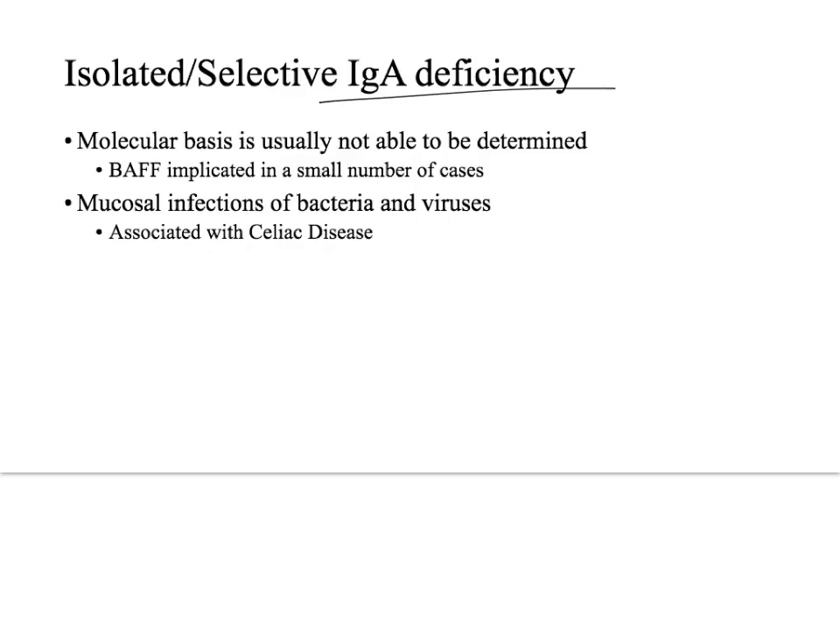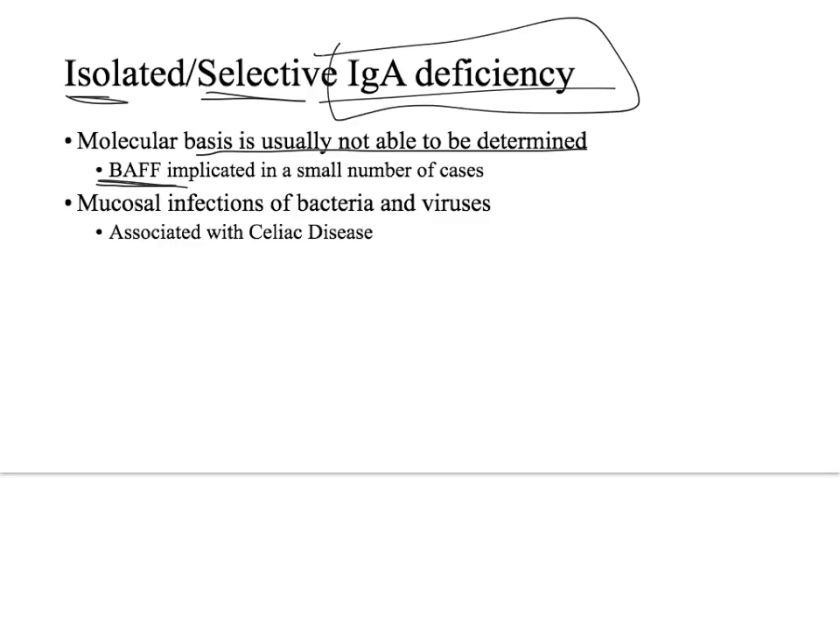Okay, isolated IgA. Knowing the clinical picture is more important than knowing the molecular biology of this. And I say that because it's almost never determined what the molecular basis is. In the few cases where it is actually determined, they can find BAFF problems, B-cell activating factor, but that's not even the majority of isolated IgA deficiencies. So some sources will call it isolated IgA deficiency, some will call it selective IgA deficiency. Call it whatever you want. I'll just call it IgA deficiency.